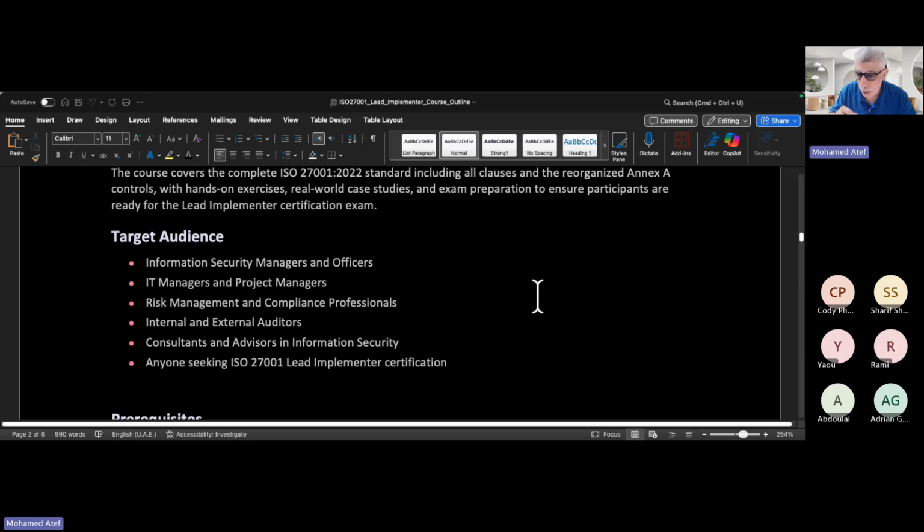So what you need to keep in mind today is that the approach is the same, but the deliverable may change from one organization to another based on the type of business, the location, and the size of the organization. Okay, so it's for anyone who wants to learn how to implement ISO 27001.